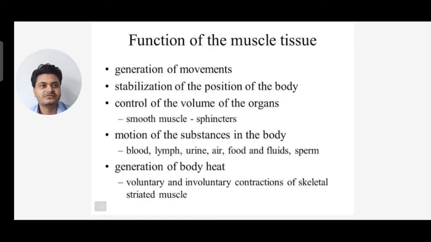Now let's see the functions of muscular tissue. So it helps in generation of movement, stabilization of the position of the body, it controls the volume of organs, smooth muscle sphincters and movement of substances in the body like blood, lymph, urine, air, food, fluids, and sperm. Then generation of body heat, through voluntary and involuntary contraction of skeletal and cardiac muscles.